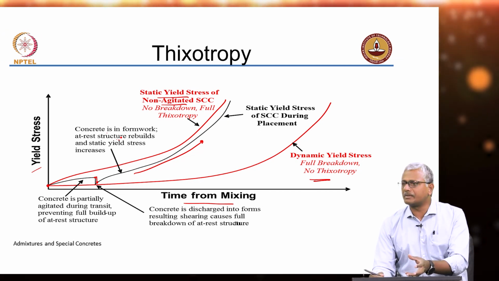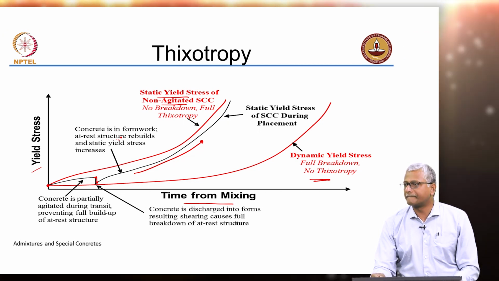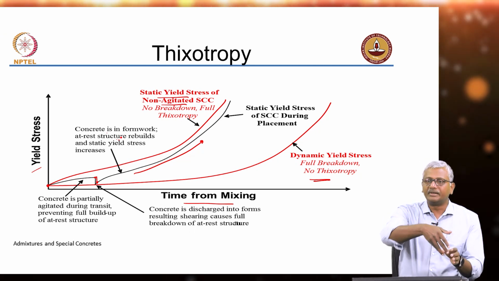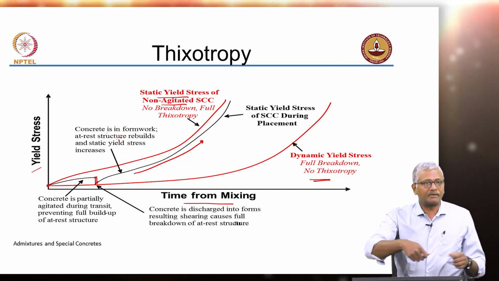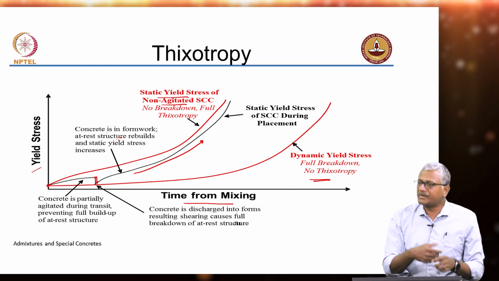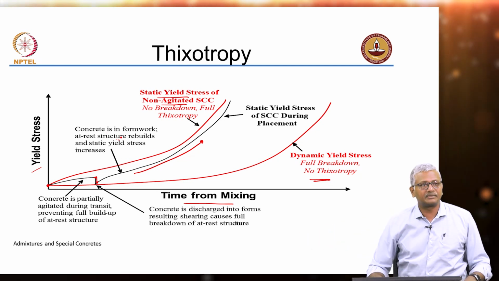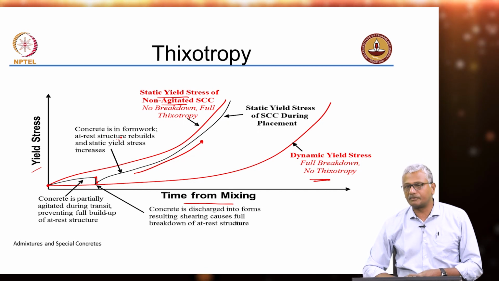Where is viscosity coming into the picture? We are talking only about yield stress. What about viscosity? As we discussed, when you put your concrete in the formwork, if it is highly viscous, it is not going to move out. So, you have to shift the position of your chute. If it has less viscosity, then as soon as you pour it will start spreading completely. Okay. So, that again needs to be controlled with your viscosity.